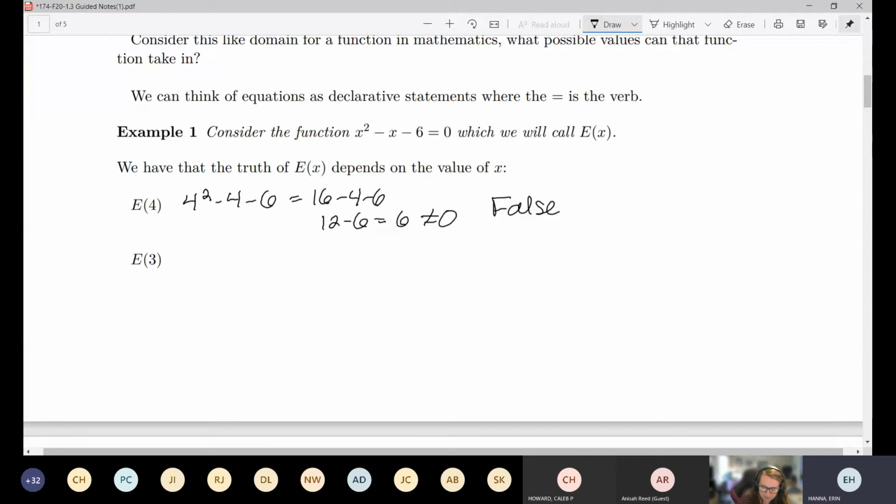What if I change it to 3? Well, then if I plug 3 in, I have 3 squared minus 3 minus 6. So 9 minus 3 minus 6, which does give 0. So that would be a true statement. So even though this is just a general equation, since we have it equal to 0, the equal to 0 is the verb in this case. That's the thing that we need to be true or false. And then if we name it E(x), whatever we plug in is going to determine whether it's true or false.